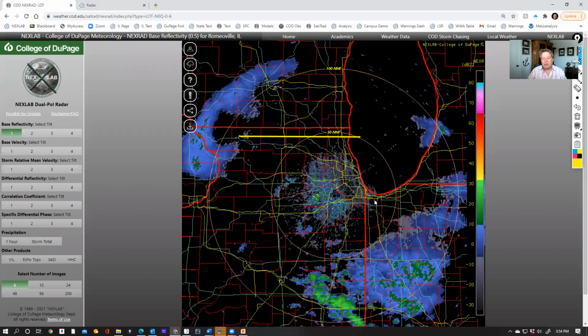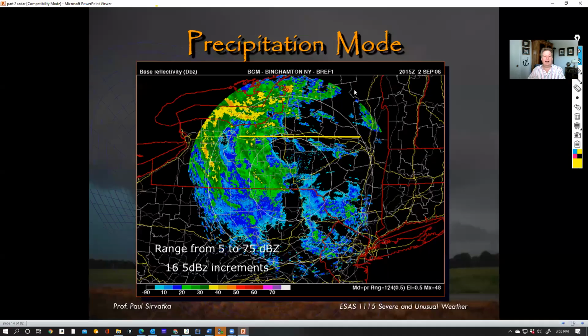This is an image of radar, and it is a NIDS image. This is level 3 data. I can't interrogate it. I can't do anything with it. It's just information, okay? For those of you using GR Level 3, you can zoom in on it, but it's still NIDS data. And NIDS data is going to do something kind of weird.